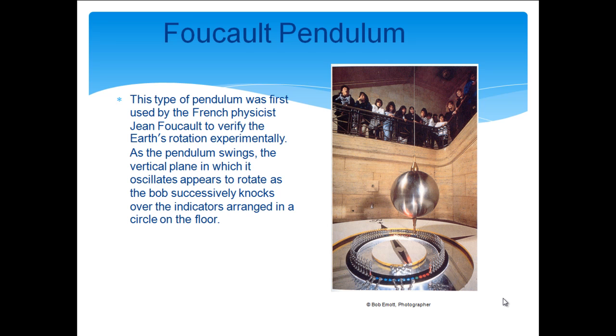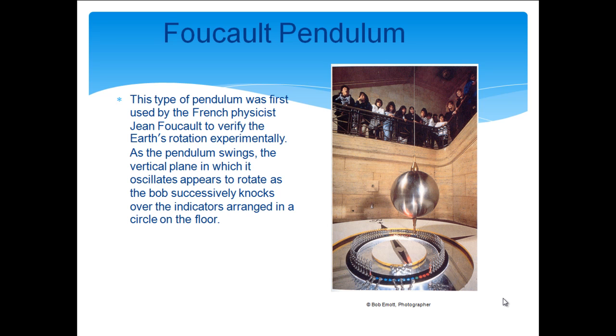There's a thing called a Foucault pendulum. If you ever go to the Museum of Science in Boston, they have one of these right by the coat check room. This type of pendulum was first used by the French physicist Jean Foucault to verify the Earth's rotation experimentally. As the pendulum swings, the vertical plane in which it oscillates appears to rotate as the bob successively knocks over the indicators arranged in a circle on the floor.